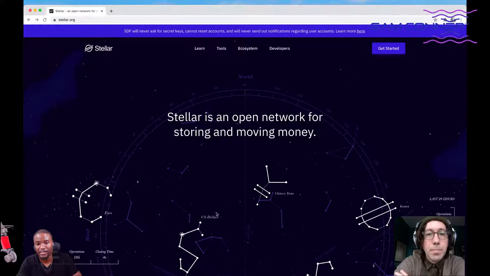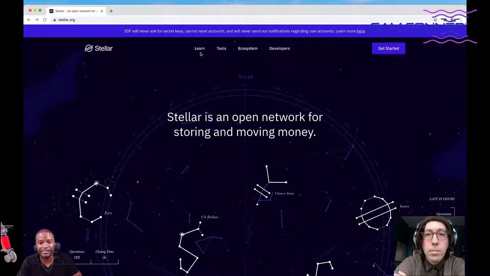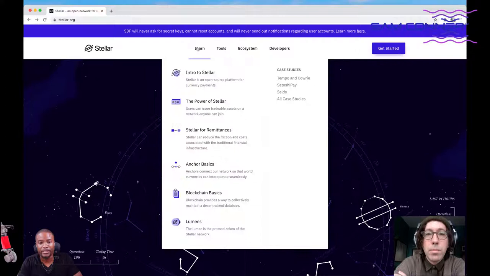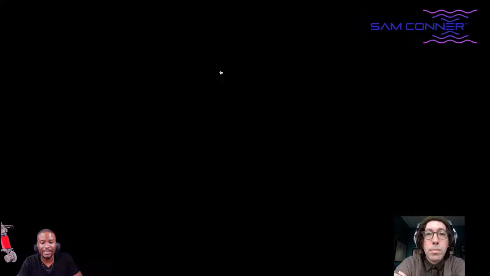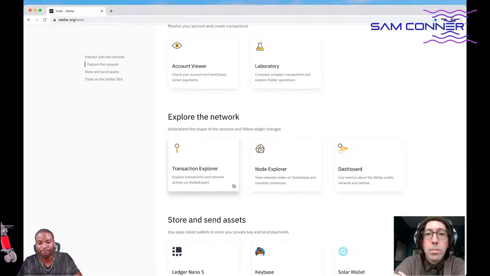So let's start off here. As you mentioned, it's a huge team. This is a great resource if you're new to Stellar. Definitely come out and check this out. We're going to focus on the tools. So if you come across here, you have Learn, right? Intro to Stellar, Power of Stellar, great background information. We're going to focus this time today on tools. So I'm going to come down here, select See More Tools, and scroll down. And we're going to focus on Explore the Network. How does that sound, Justin? That sounds good? That sounds great.